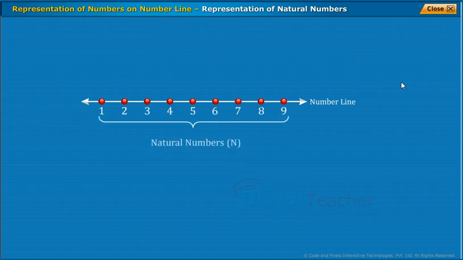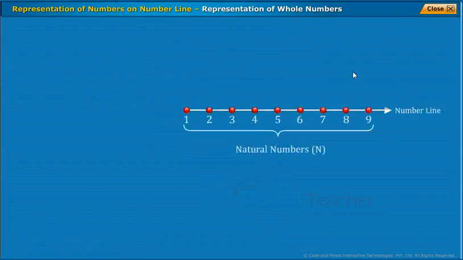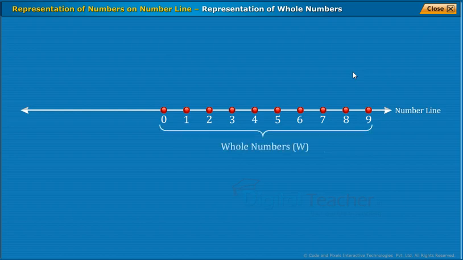The set of natural numbers is usually denoted by the symbol n. Representation of whole numbers. The whole numbers are the numbers along with the 0 on the number line. The representation is shown on the screen. The set of whole numbers is usually denoted by the symbol W.